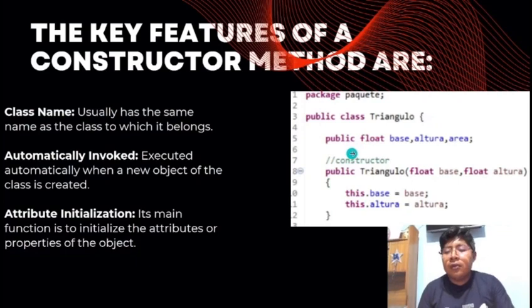For example, we declare the variables, which in this case will be of floating type: base, height, and area. Then we create the constructor: public Triangle(float base, float height). this.base = base, this.height = height.